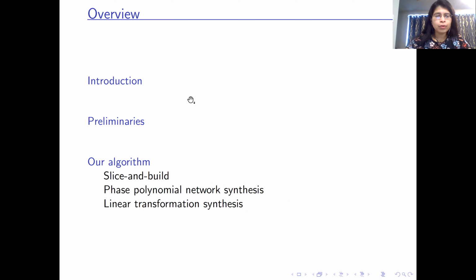This is the brief overview of my talk today. First, I'll introduce and try to motivate this problem. Then I'll briefly talk about some essential preliminaries. After that, I'll describe our algorithms.